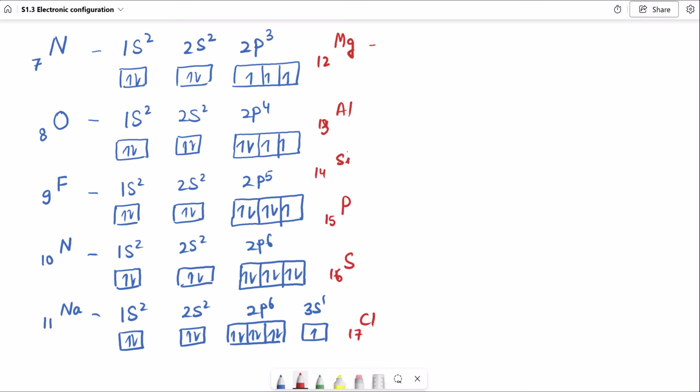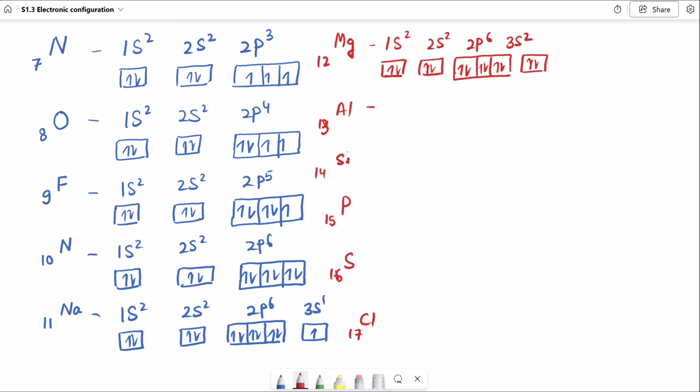chlorine. Magnesium is 1s2, 2s2, 2p6, 3s2. We'll fill the orbitals like this. There are 2 electrons. Here also 2. In p we have 6. So it's 1, 2, 3, 4, 5, 6.